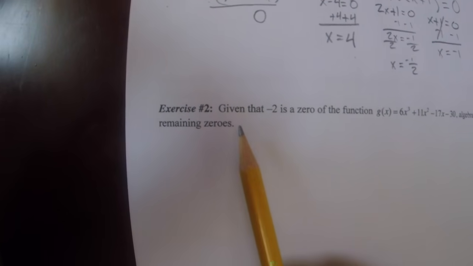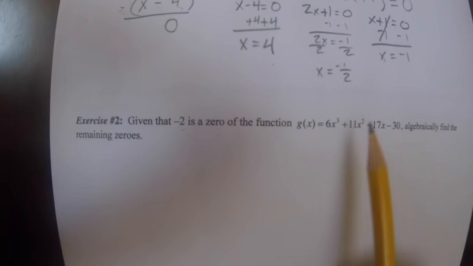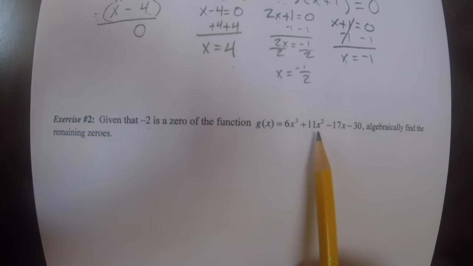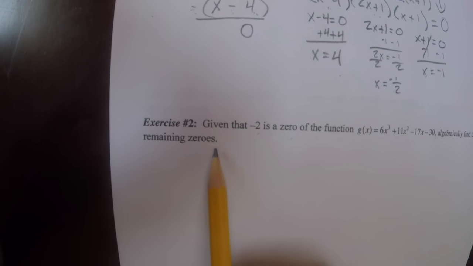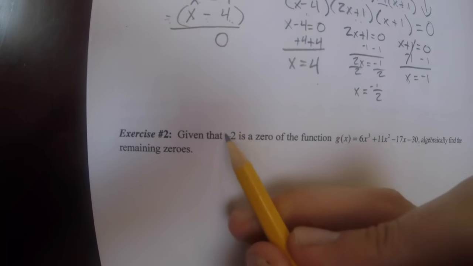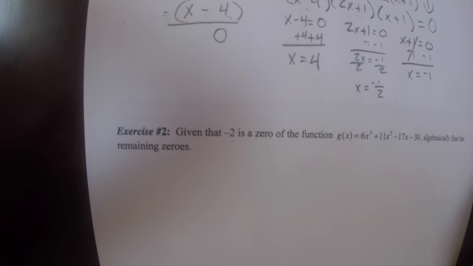Exercise number 2. Given -2 is a 0 of the function 6x to the third plus 11x squared minus 17x minus 30. Algebraically find the remaining zeros. So they're giving us one of the zeros, okay? They're giving us that -2 is a 0.